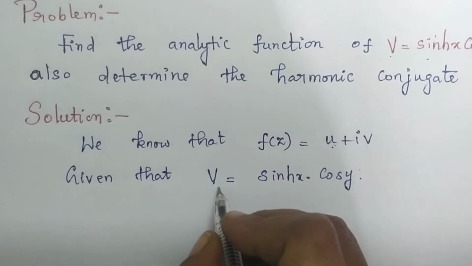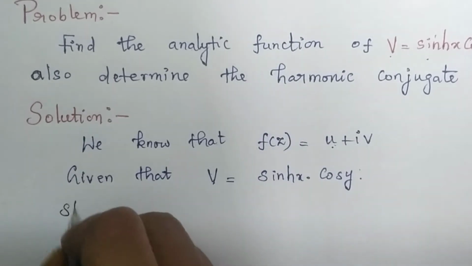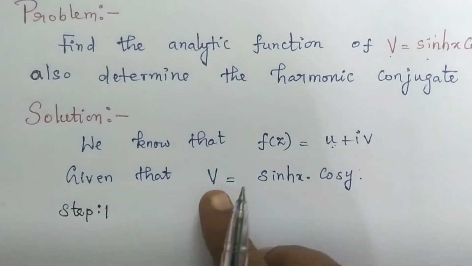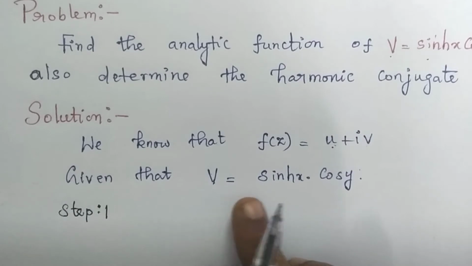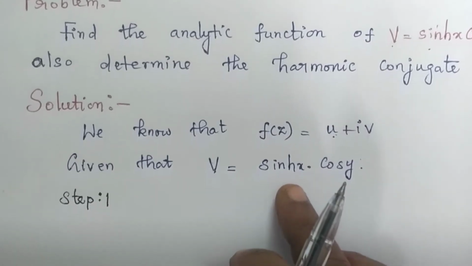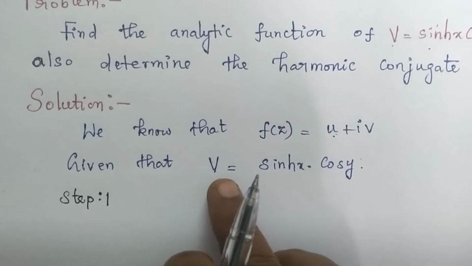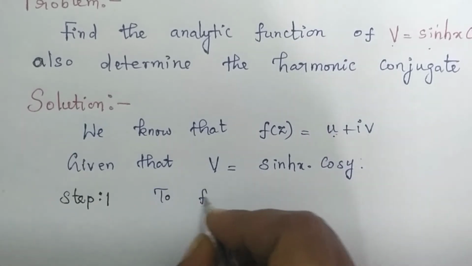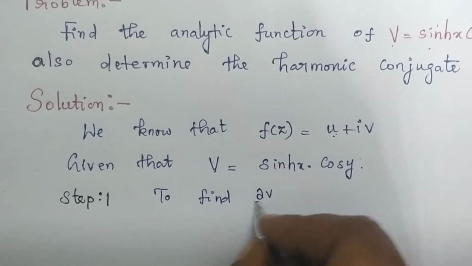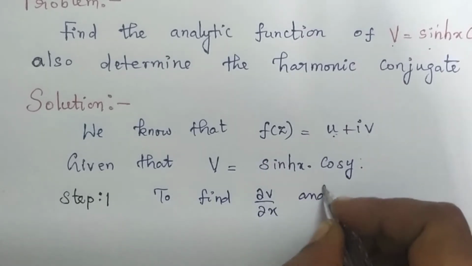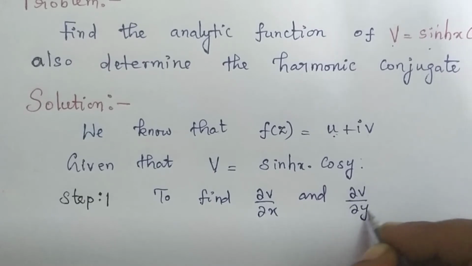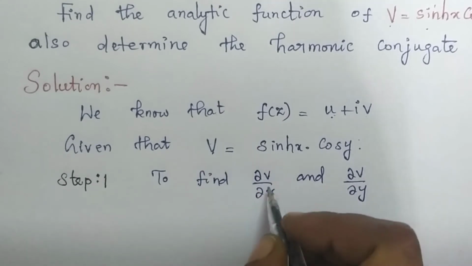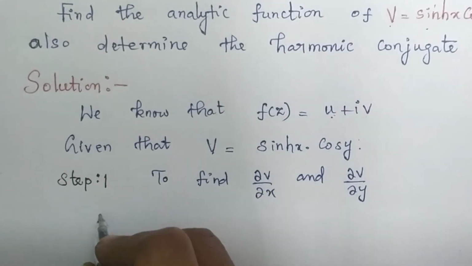Here the imaginary part v is given. Step 1 is that we have to differentiate v partially with respect to x and y. That is, we have to find dou v by dou x and dou v by dou y. Differentiating v partially with respect to x and y, we can get these two results.